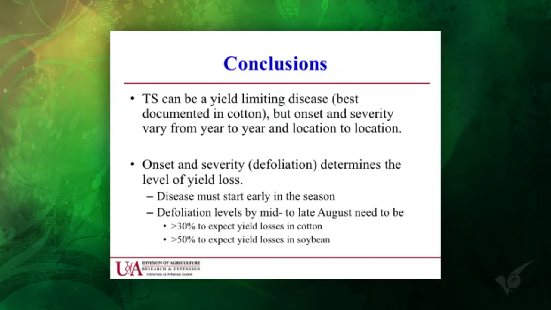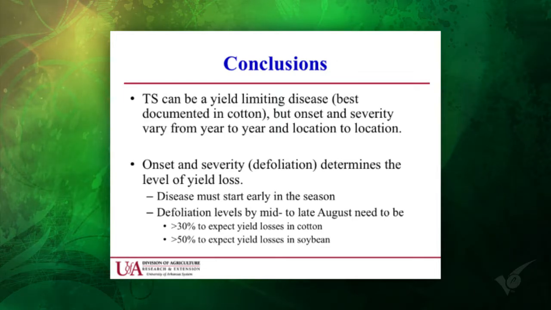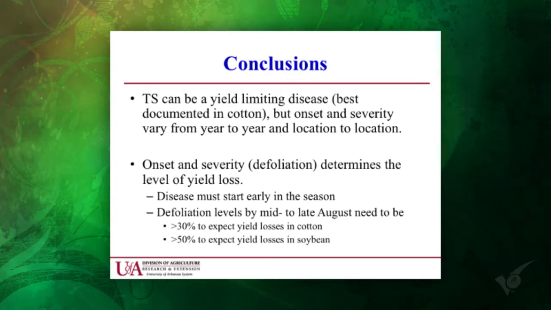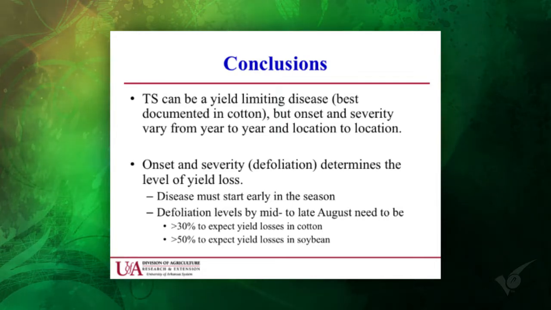All right, so some concluding remarks, things that I think are important to take home. Some of that gets a little wishy-washy to an extent, but target spot can be yield limiting. I think that is best documented in cotton year after year in Alabama, Florida, and Georgia. I don't think it's been as well documented here. I know some people, anecdotally, say we got hit hard by it. But I can tell you in the 2016 season, everybody said they lost 30 bushels because of the amount of defoliation, but we saw a similar amount of defoliation on soybeans, and we didn't get that significant of a yield loss. So something else is going on there too.